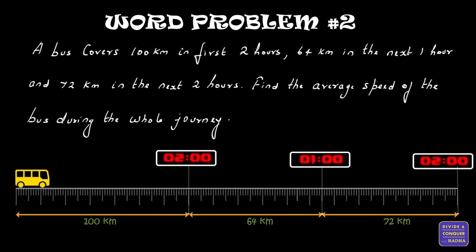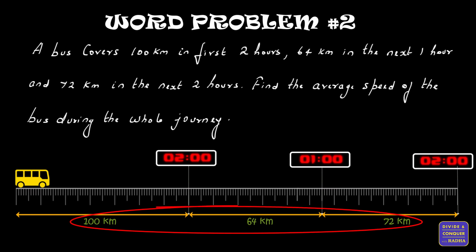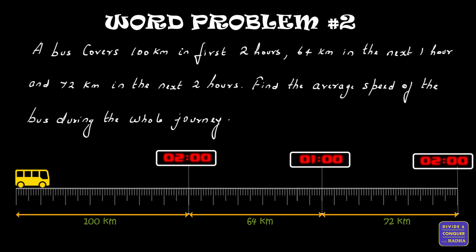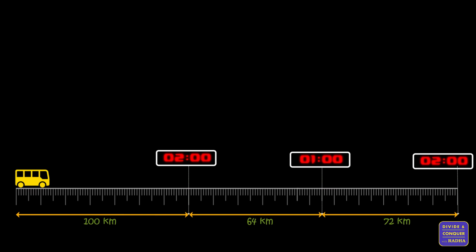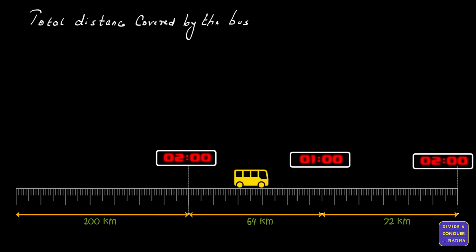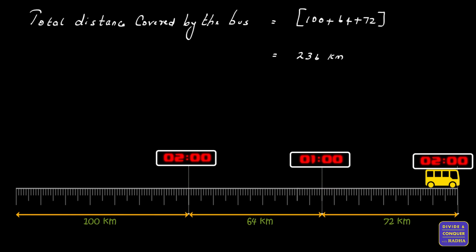The average speed. Average speed basically means the total distance travelled divided by the time taken to cover that particular distance. So here we need to calculate the average speed for the entire journey. To find the total distance covered by the bus, we need to sum up the entire distance. That is the first 100 kilometers plus 64 kilometers plus 72 kilometers. So the total distance covered by the bus is equal to 236 kilometers.